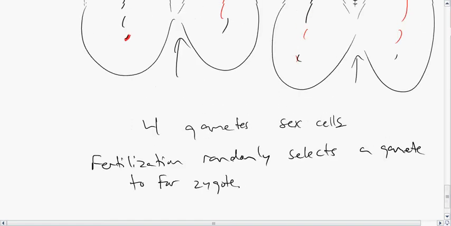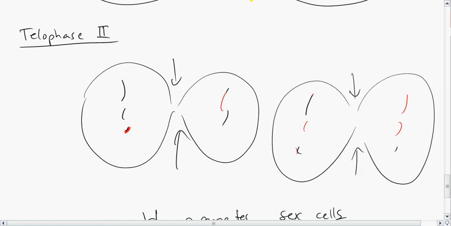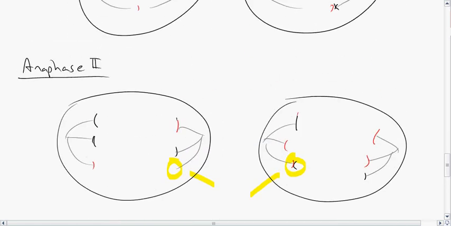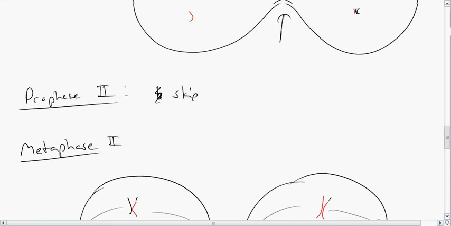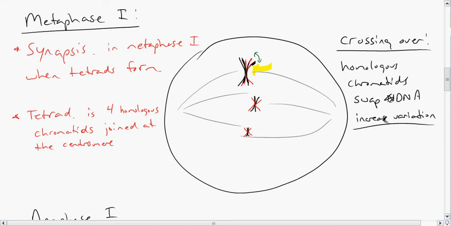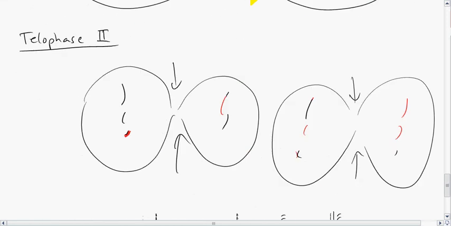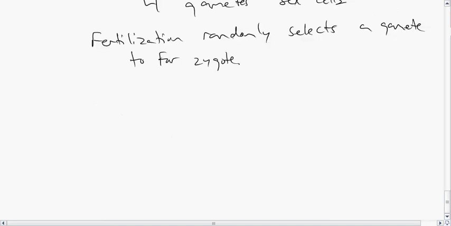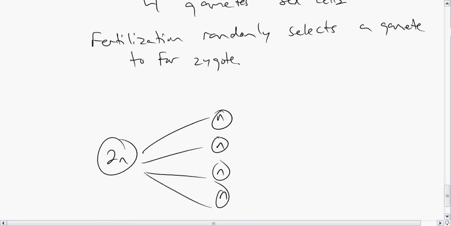Okay, so between randomly selecting one of these gametes and the independent assortment that occurred during both anaphase 2 and anaphase 1, and the crossing over that occurred in metaphase 1, we have lots of opportunity for variation in the offspring. And that's what meiosis gives us. It gives us, again, as a summary, four end cells with half the normal number of DNA from an original 2n cell.